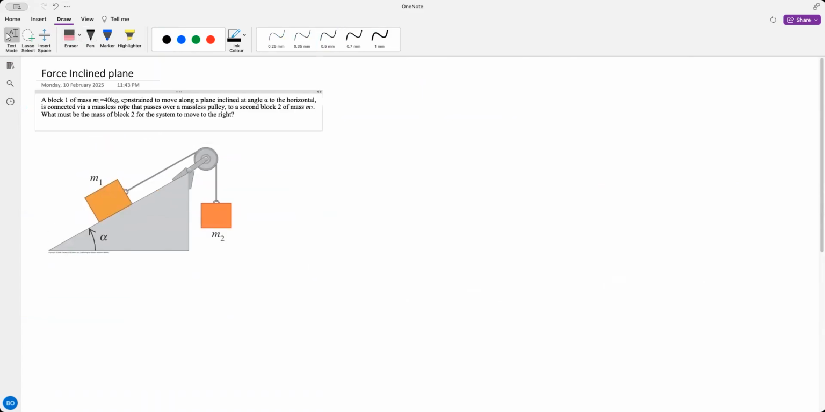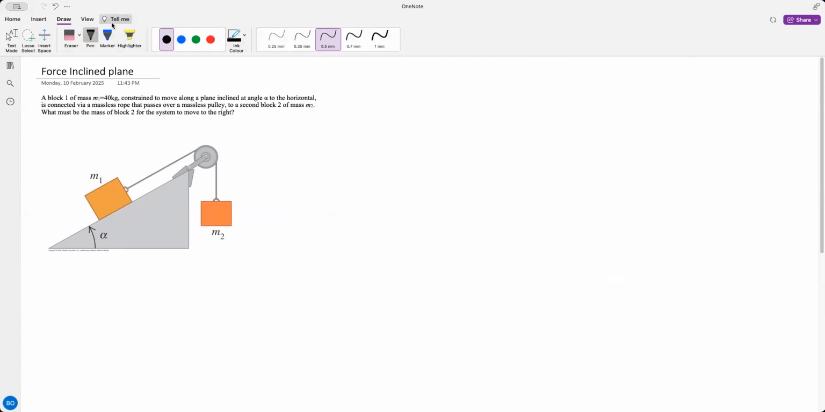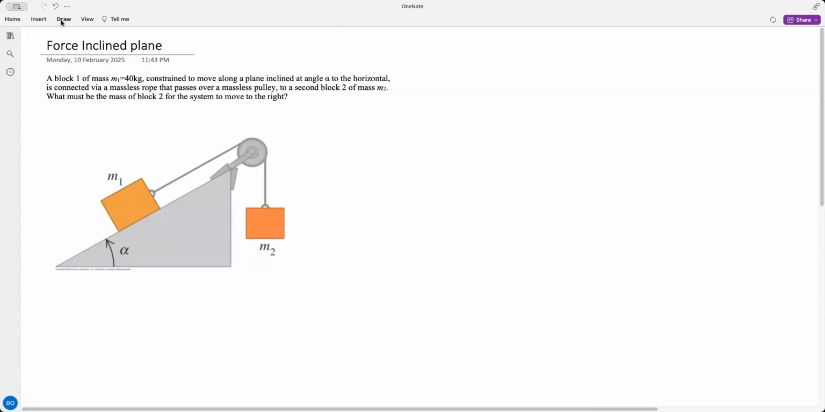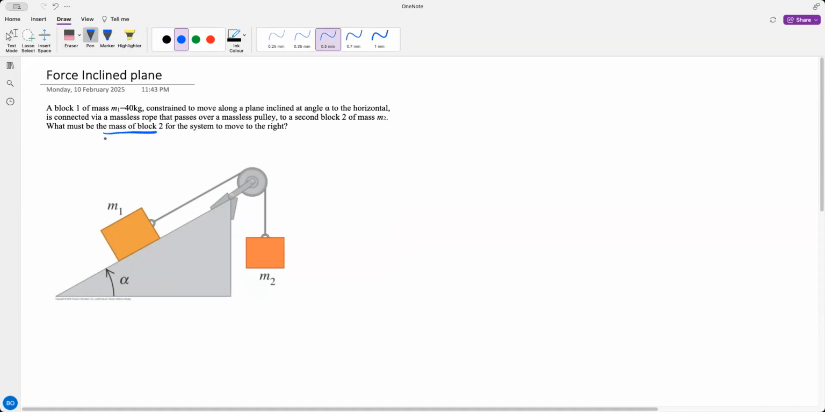So this is an inclined plane, and the question here is: a block of mass m1 that has 40 kilograms, constrained to move along a plane inclined at an angle alpha to the horizontal, is connected via a massless rope that passes over a massless pulley to a second block 2 of mass m2. What must be the mass of block 2 for the system to move to the right? The system moving to the right means you have an acceleration this way, and this object will have an acceleration this way. Okay, so now let's build the free body diagram of both objects.